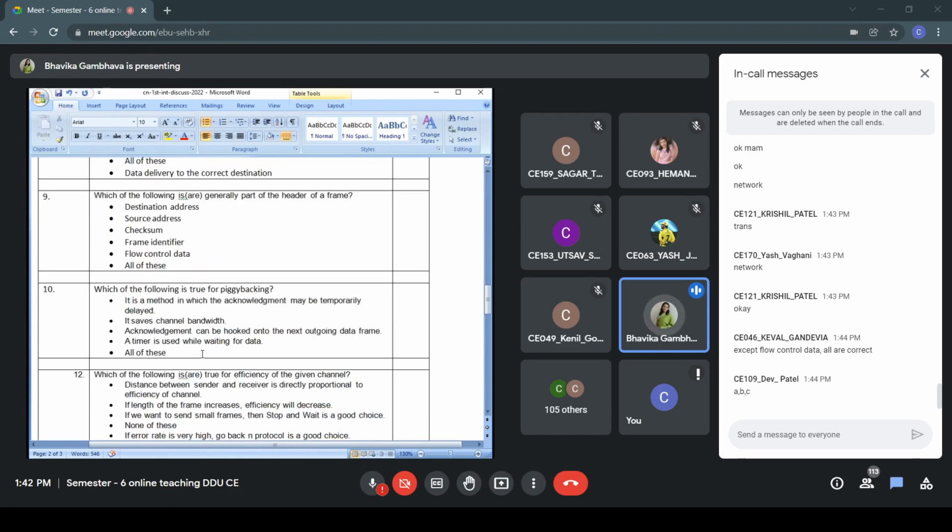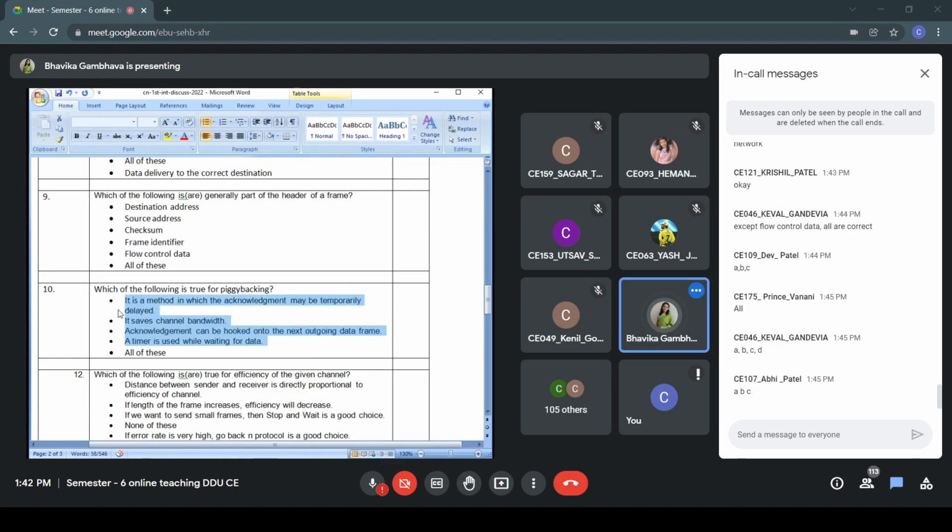Which one of the following is applicable for piggybacking? It is a method in which acknowledgement may be temporarily delayed, or it saves channel bandwidth. Acknowledgement can be hooked onto the next outgoing data frame. A timer is used while waiting for data. Yes, either you can write all of this or these four.